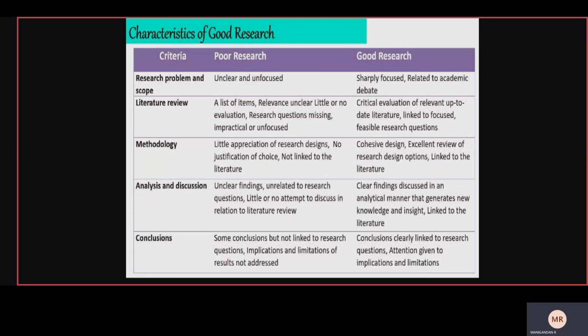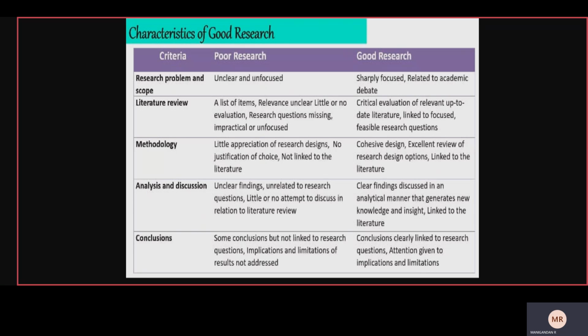The methodology part is very important. Some of the good journals, without methodology they won't accept. So methodology should be in a clear-cut manner. In good research, the cohesive design, excellent review of the research design options linked to the literature. Most of the literature reviews can be displayed in a diagrammatic format.